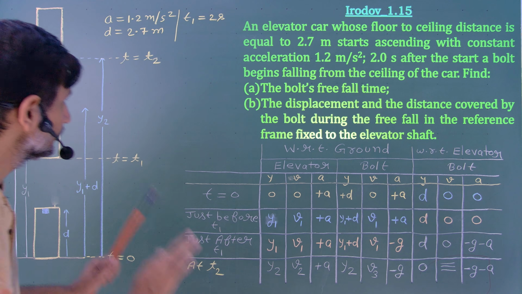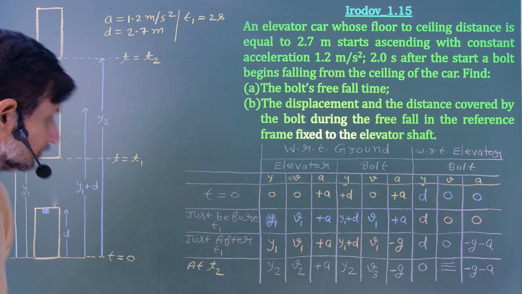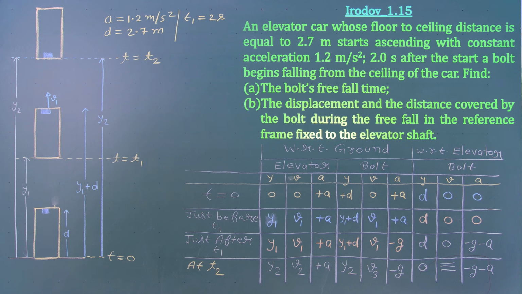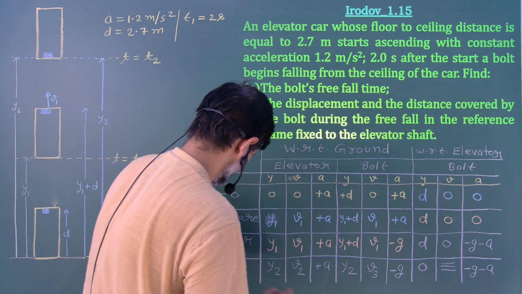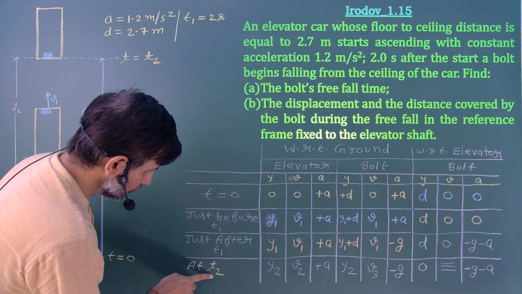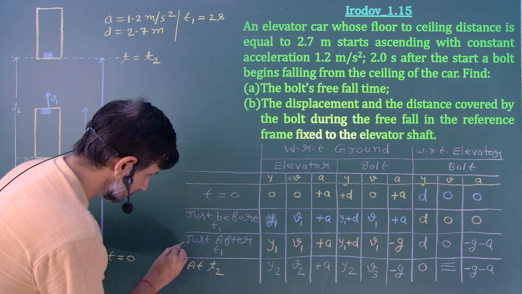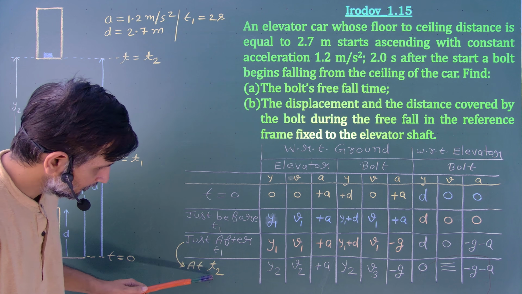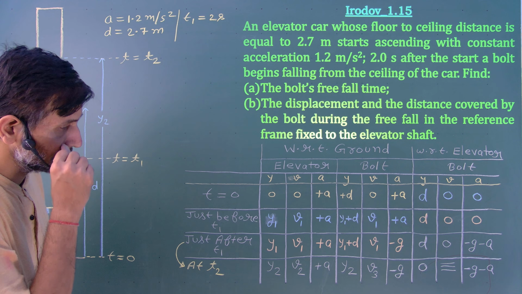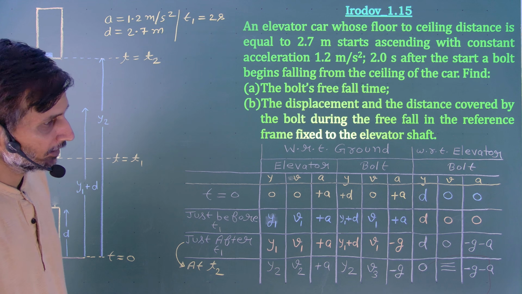So this is the complete data I have noted down. Now I have to calculate the bolt's free fall time. It means time T2 minus T1, when this phenomenon happens. So I have to calculate time T2 minus T1. How can I calculate time T2 minus T1?